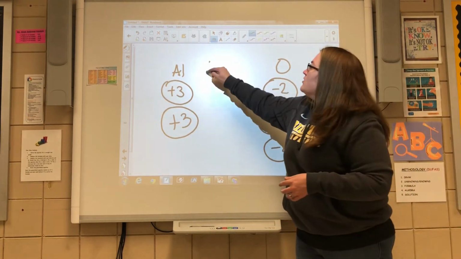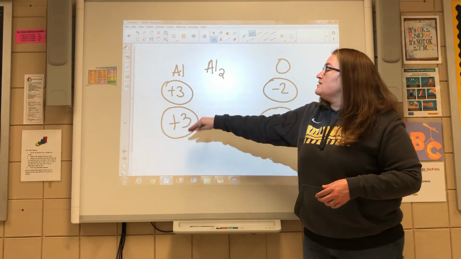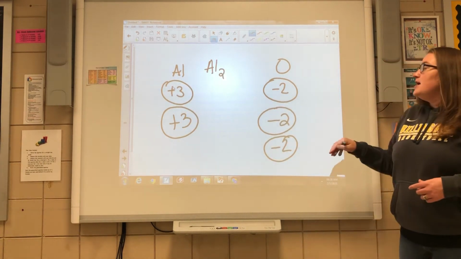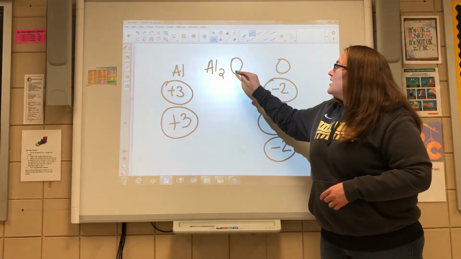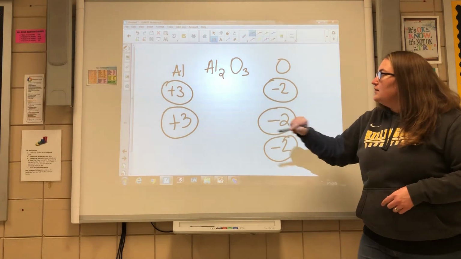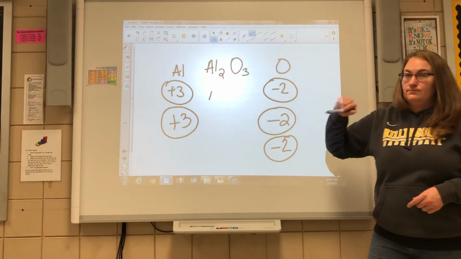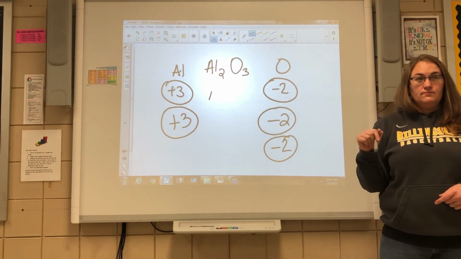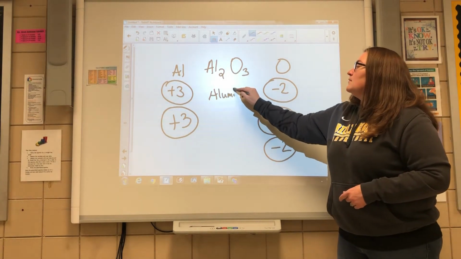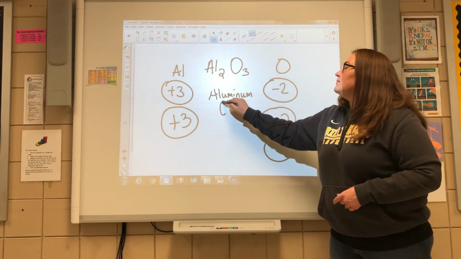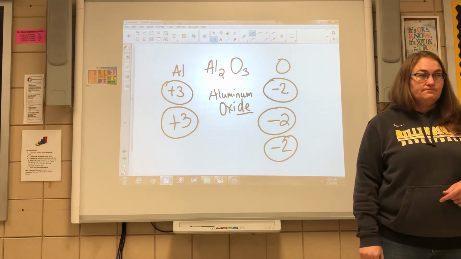How many aluminum atoms do I have? 2. I have 2 aluminum atoms that each have a +3 charge. How many oxygen atoms do I have? 3. So Al2O3. How would I name that? Aluminum oxide. Just change the ending to IDE. Okay.